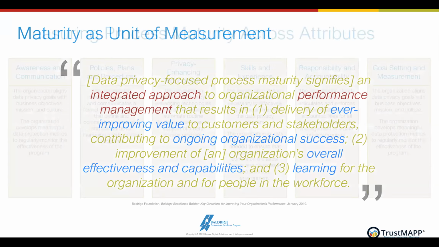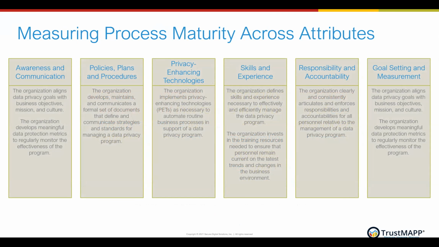So using that basic definition of maturity as a unit of measurement, we will, as you will see, start taking a look at the NIST privacy framework across 6 attributes. We'll call them maturity attributes. And you can see here, these attributes are quite common sense when you think about how to measure a process in support of a data privacy program. These 6 attributes make a lot of sense.